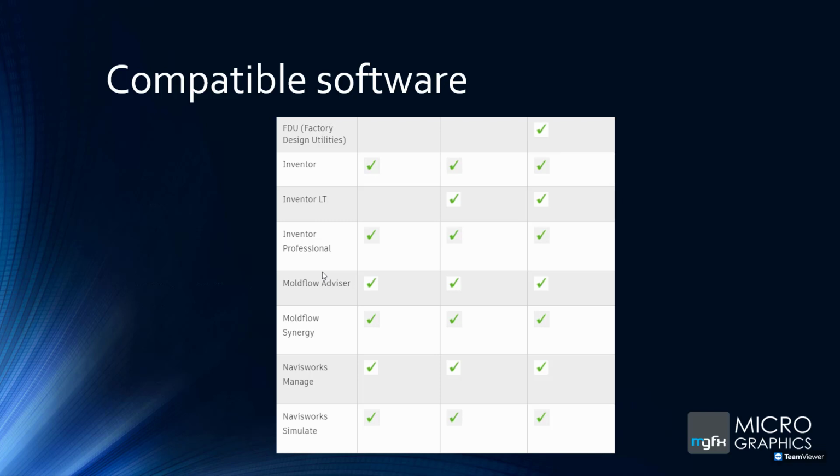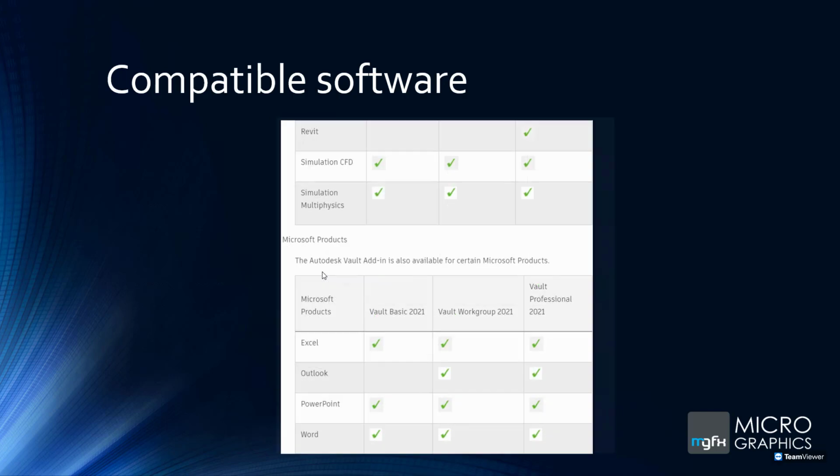The factory design utilities only works with Vault Professional, not Workgroup or Basic, so you need to take note of that. Inventor works with all 3, Inventor LT. Now, just please note that Inventor LT will be retired soon, so that will sort of be null and void. With Inventor Professional, Moldflow Advisor, Moldflow Synergy, Navisworks Manage, and Navisworks Simulate. Okay, so you can see Navisworks Freedom is not on this, so that is not able to integrate with the Vault.